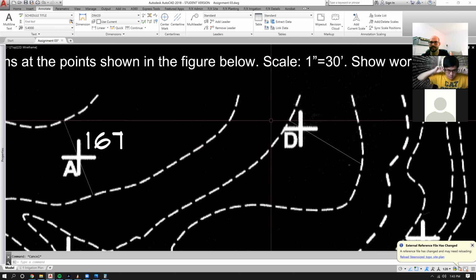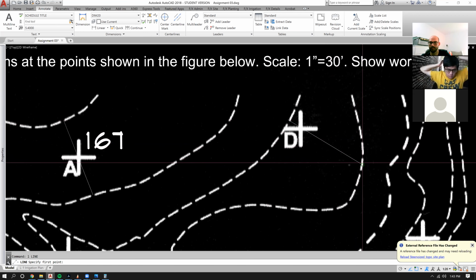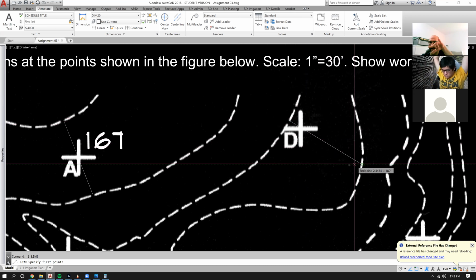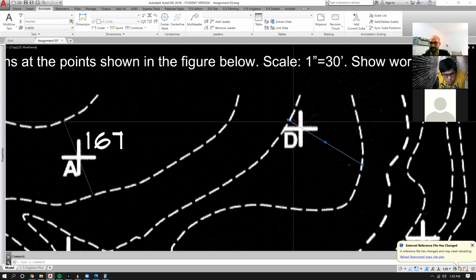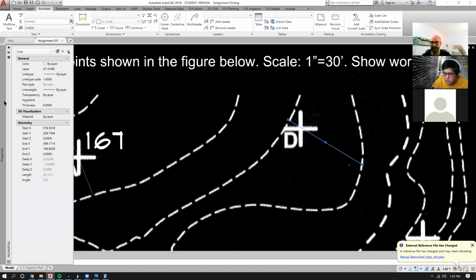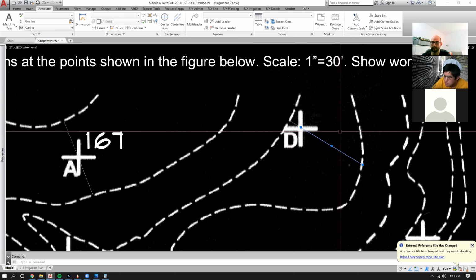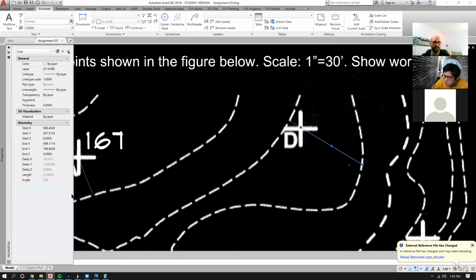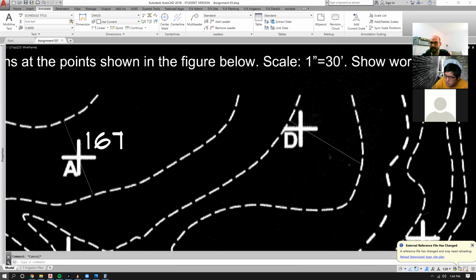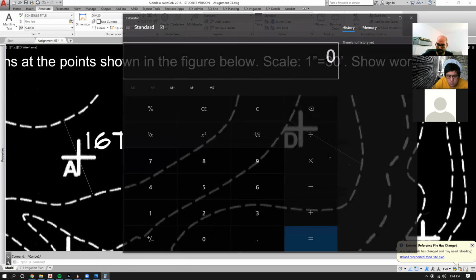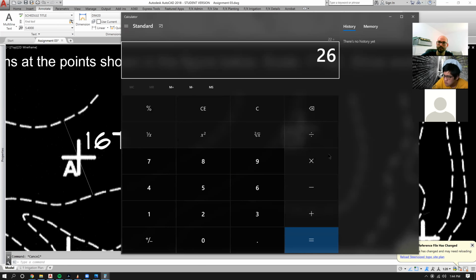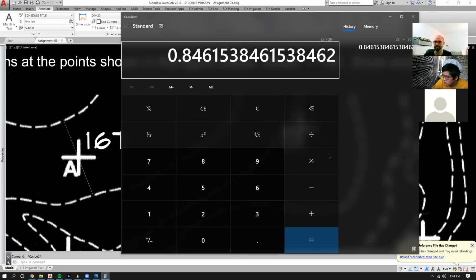So you're going to measure the distance between the contours at the point. So the distance between those two contours that intersects that point D is going to be 26 feet. And the distance from the contour to the point is 22 feet. So you're just going to take 22 and divide it by 26, which turns it into a decimal point out of 1, a kind of a percentage.